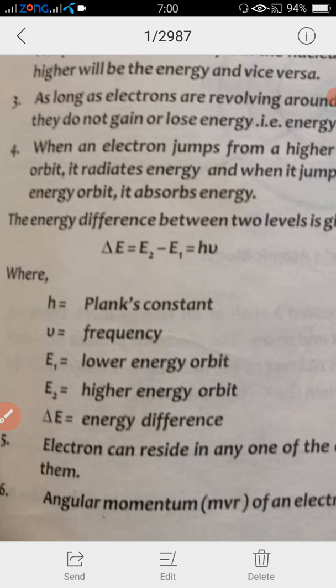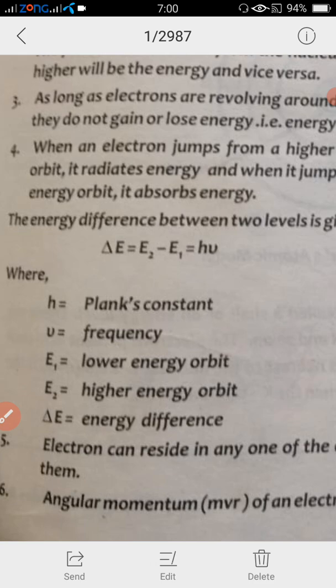Now the question is, what is a Planck's constant? Students, actually the Planck's constant is a constant which is given by a scientist known as Max Planck. So what is the meaning of Planck's constant?